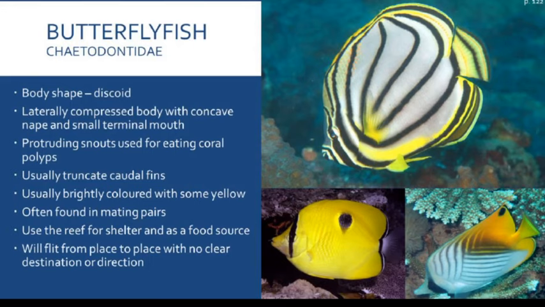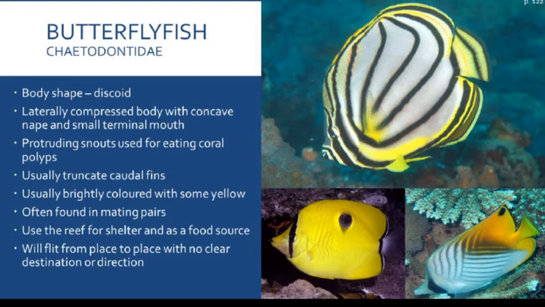So first off, we have our butterfly fish. These are also called Chaetodontidae. These guys are characterized by a discoid body shape, and like we mentioned yesterday, they have that laterally compressed body, which means they've been flattened kind of upright. They've got what we call a concave nape, which means the head is kind of sloping like this. And then they've got a small terminal mouth. So we can see the mouth over here.